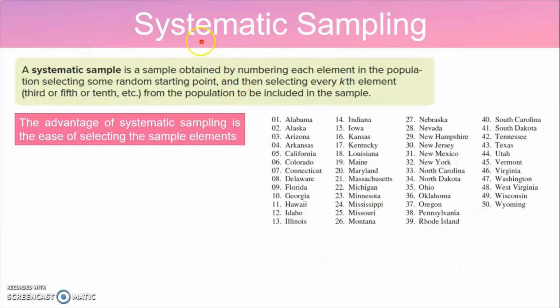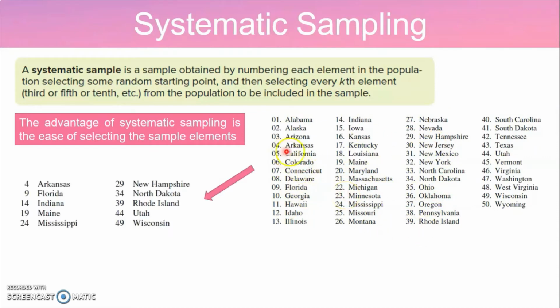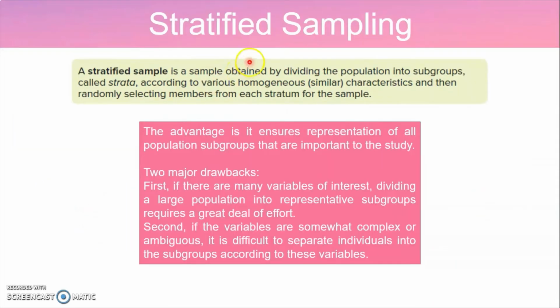Systematic sampling. To do systematic sampling, first, you select some random starting point from the population, and then you select every k-th element, for example the 3rd, the 5th, the 10th, from the population to be included in the sample. So by considering this population, let's say we start at number 4, Arkansas, and from number 4, the next number will be +5, and the following numbers +5, +5, until you get the 10 elements as your sample.